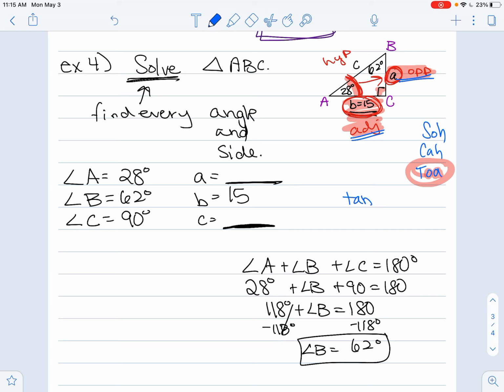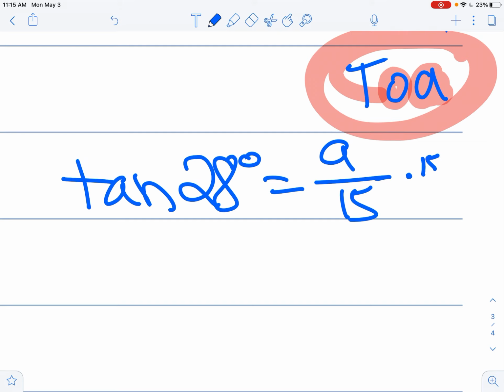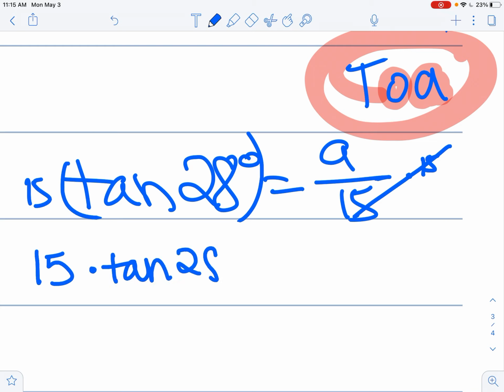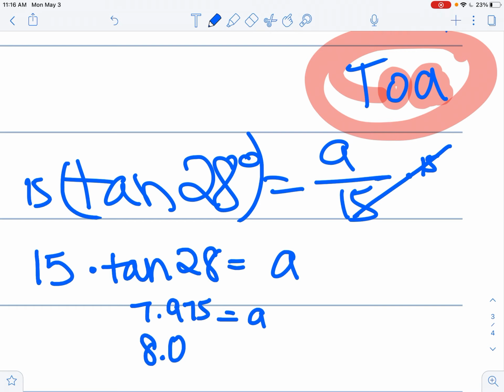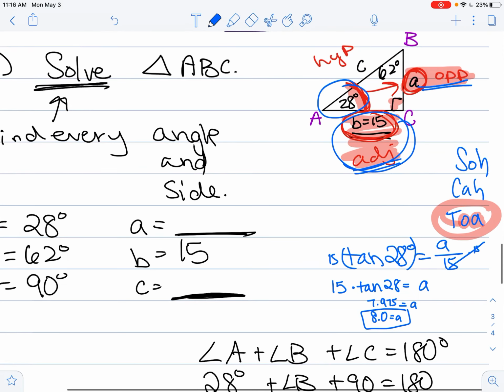Tangent of the angle, which is 28, equals the opposite side, which is A, over the adjacent side, which is 15. Let's solve for A. Multiply both sides by 15. You can use your calculator for this. In your calculator, you're going to go 15 times the tangent of 28. Make sure that your mode is in degrees. If you're not sure how to do that, ask me. So if you go 15 times the tangent of 28, we get A is 7.975. We're going to call that 8.0. We're going to round it to the nearest tenth.